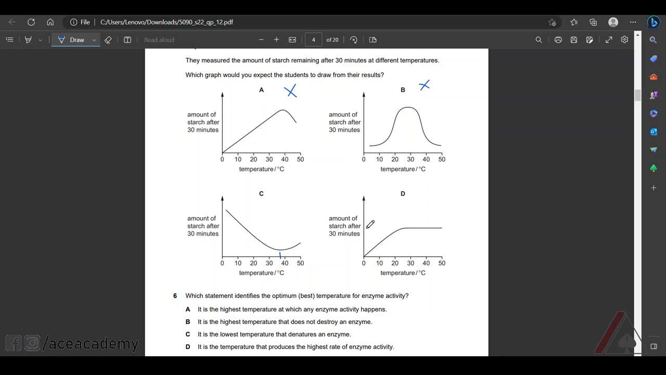But let us look at D. Again, in D, amount of starch after 30 minutes increases when temperature is increased. No. So same as A and B, this is not the correct answer. The correct answer should be C.